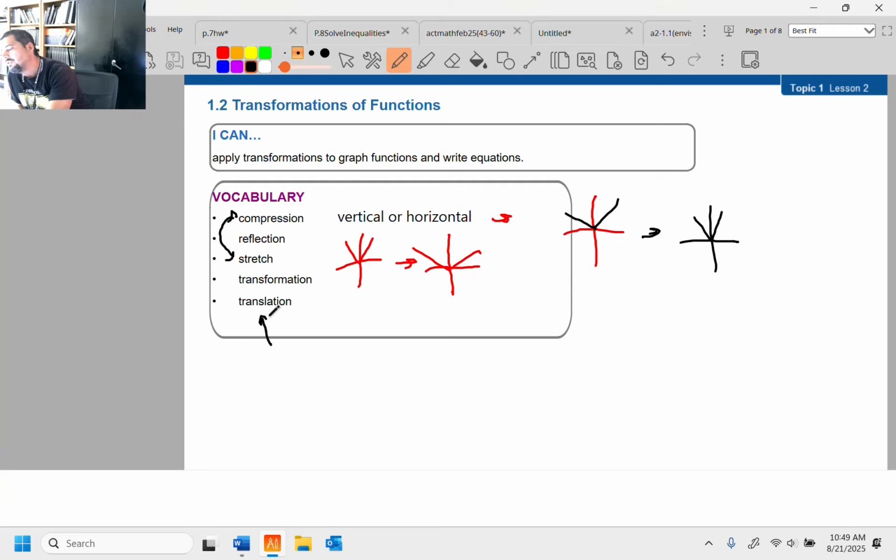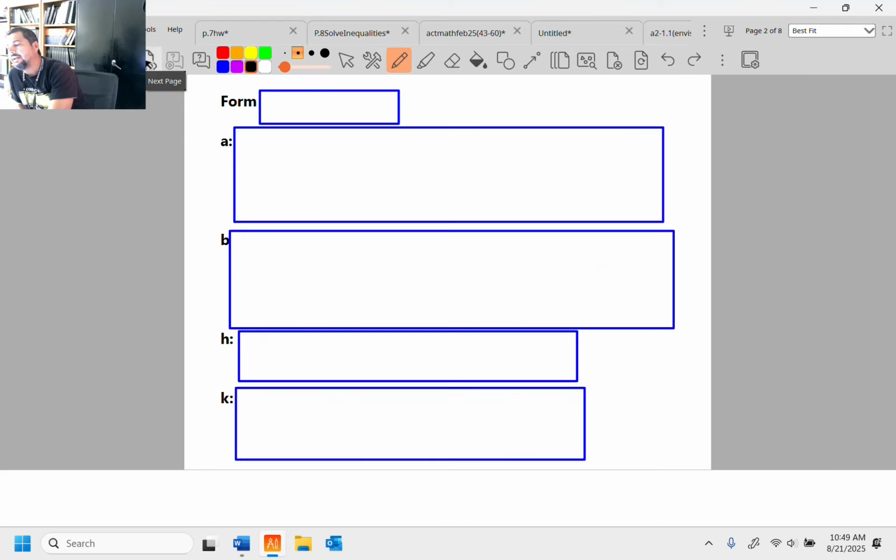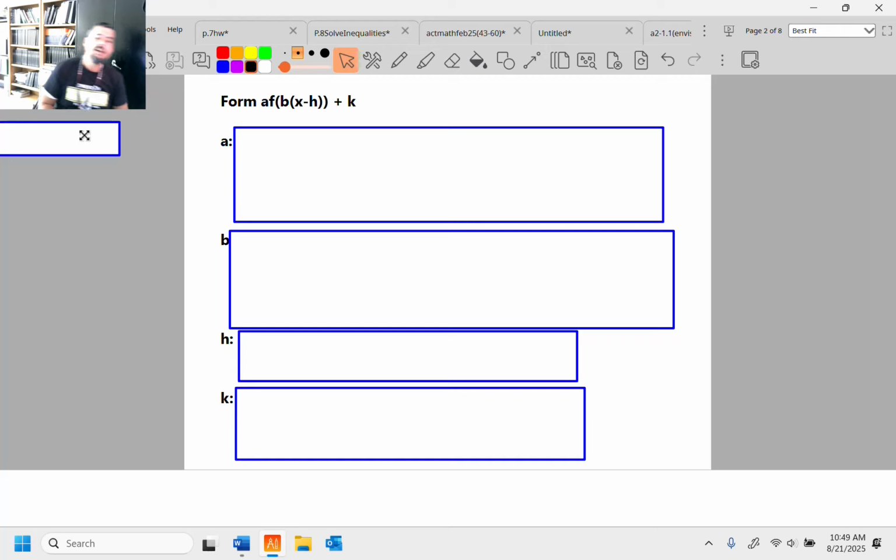Your translation, that's where you commonly see a teacher talk about shift left or right, or maybe they say up, down. So that's where that comes from. Alright, now I am adding on to the form that I've been showing you for the last 2 weeks. This is the full form, full transformation form. It's a of f times b times x minus h plus k, where f just stands for function.